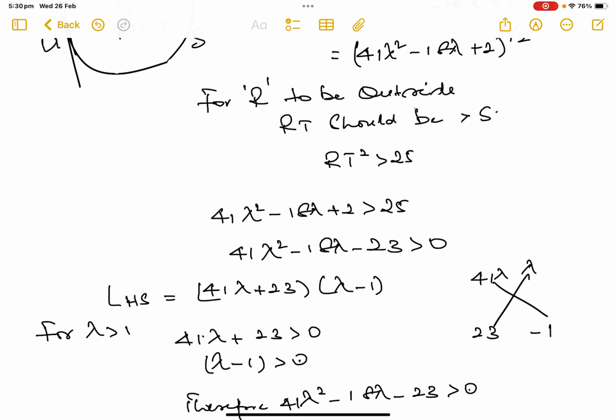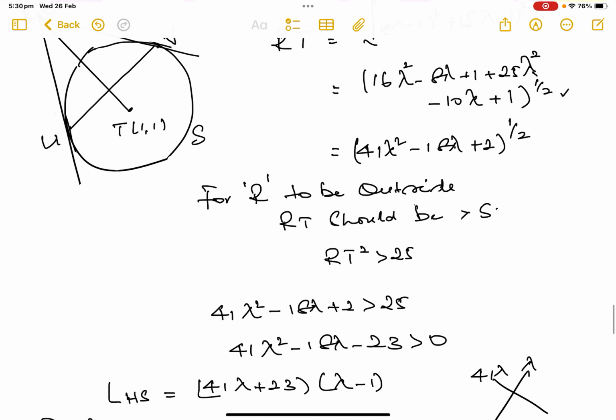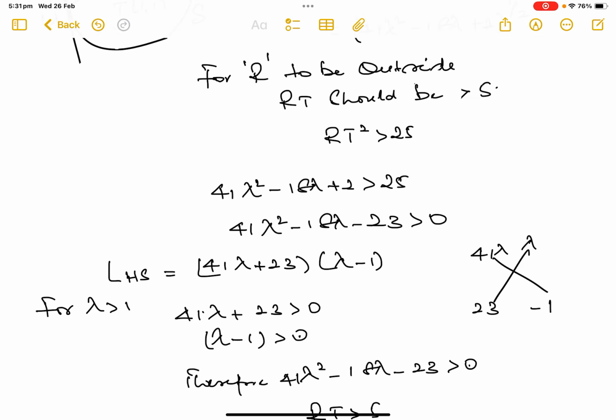The other way. If RT is greater than 5, they both are positive, so RT squared is greater than 25. RT squared, we just got it here, without the power of half, is 41 lambda squared minus 18 lambda plus 2, greater than 25. We don't know it's greater than, but we want to prove it. So 41 lambda squared minus 18 lambda, and bring that 25 this side, plus 2 minus 25 is minus 23, greater than 0. So if you can prove that the left-hand side is greater than 0, then job done.